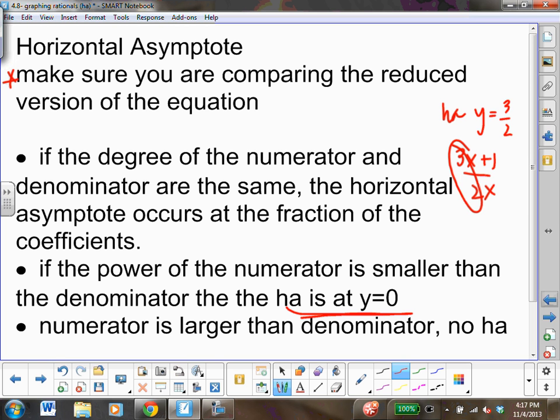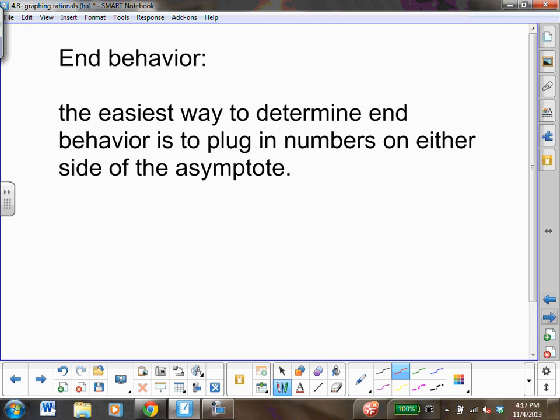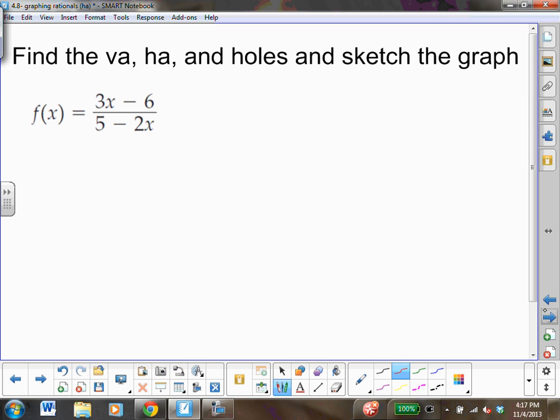And if the numerator is larger than the denominator, we won't have a horizontal asymptote. We'll have a slant asymptote, and we will talk about that at a later date. The easiest way to determine end behavior is to simply plug in numbers that are close to the asymptote. Find the vertical asymptotes, horizontal asymptotes, holes, if any, and sketch the graph.